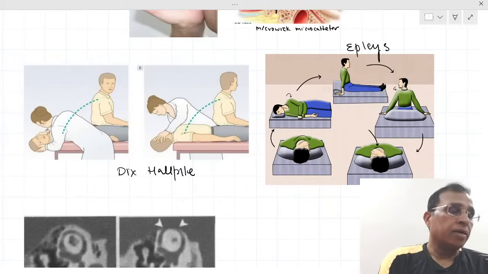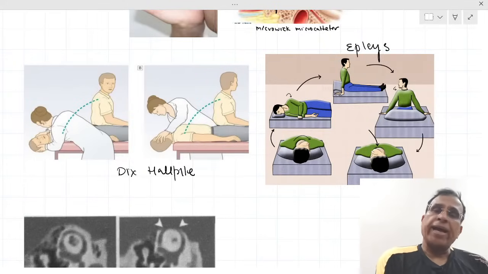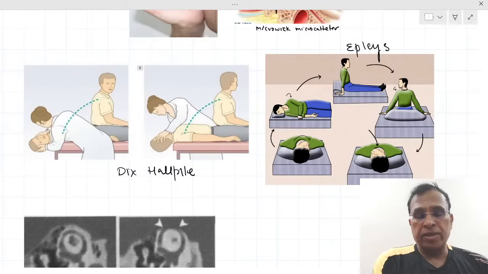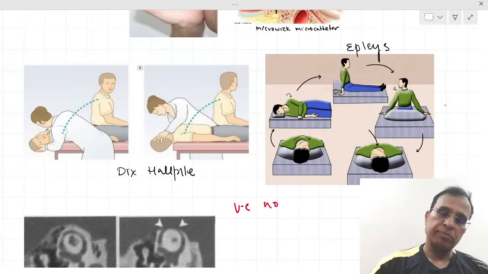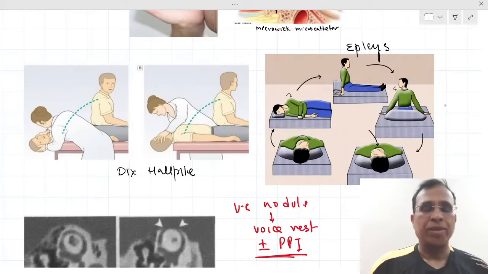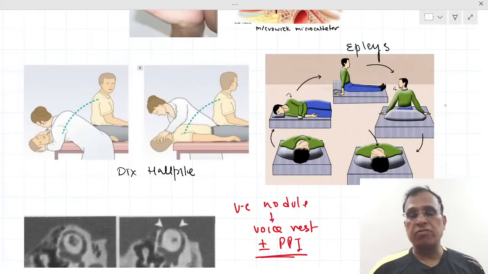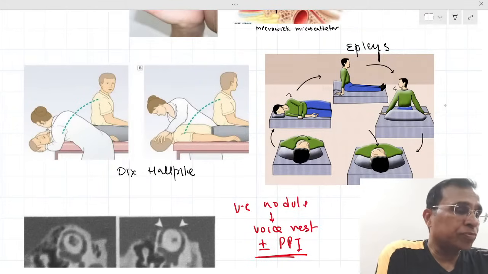Yes, vocal cord nodule and polyp, we can give PPI. So, in vocal cord nodule, voice rest plus or minus PPIs, that is correct. You can add PPIs because GERD is one of the causes of vocal cord nodule.